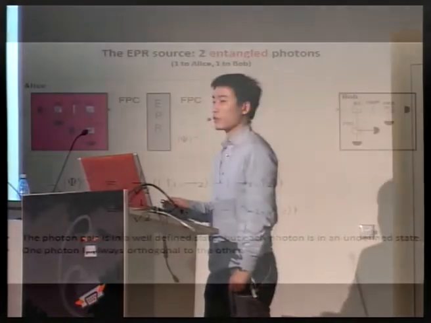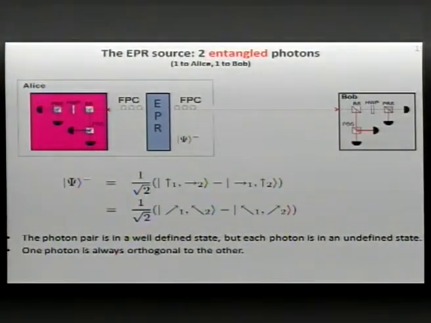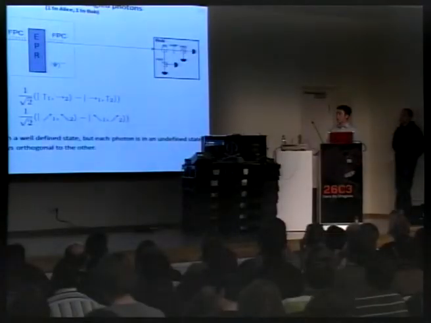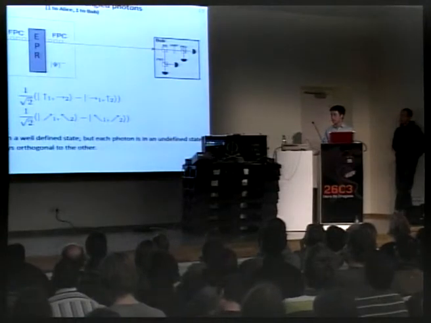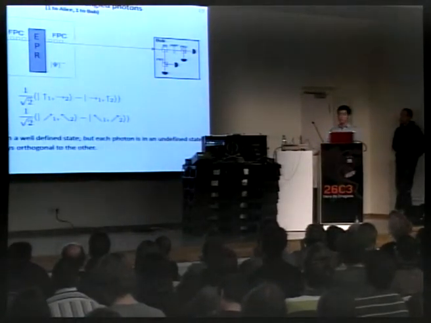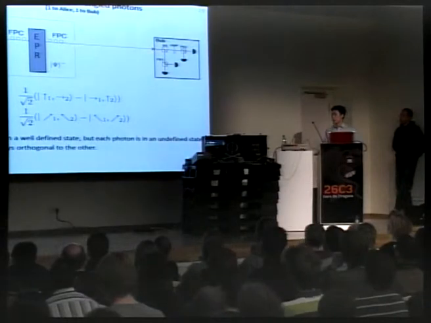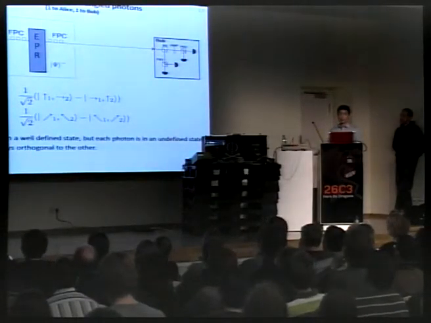And EPR source, EPR stands for the first letter of Einstein, Podolsky, and Rosen, who have found this spooky property of entanglement. So for entangled photons, if one measures one photon here, he will automatically know the measurement result of another photon at another place. So that means the photon pair is in a well-defined state, but each photon is in an undefined state. And this equation can describe this property.